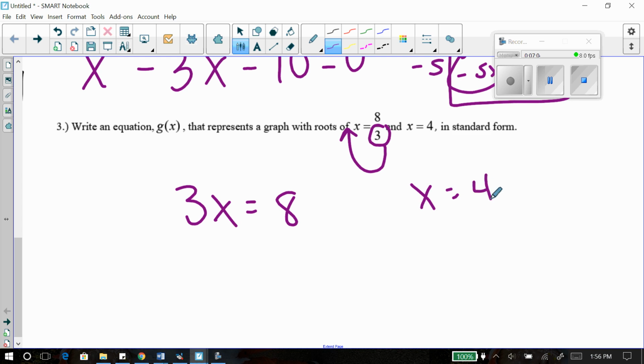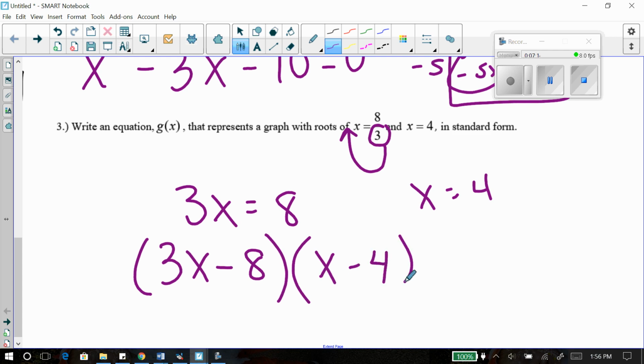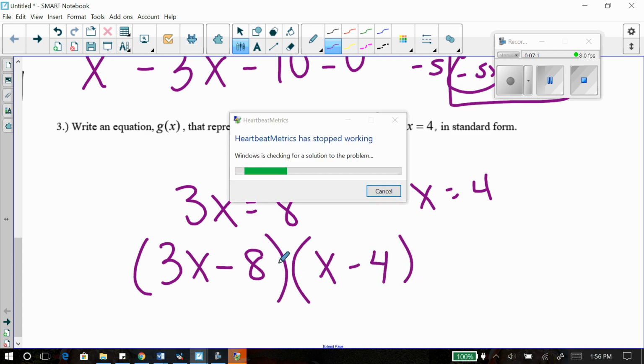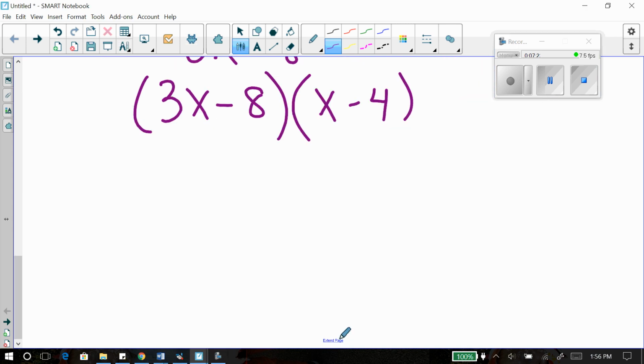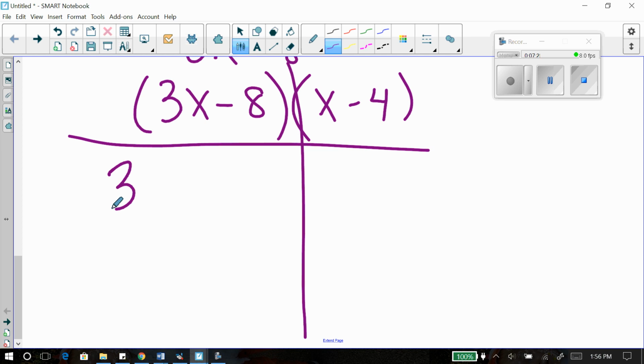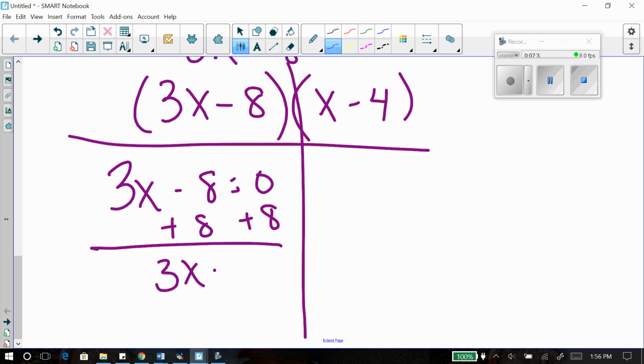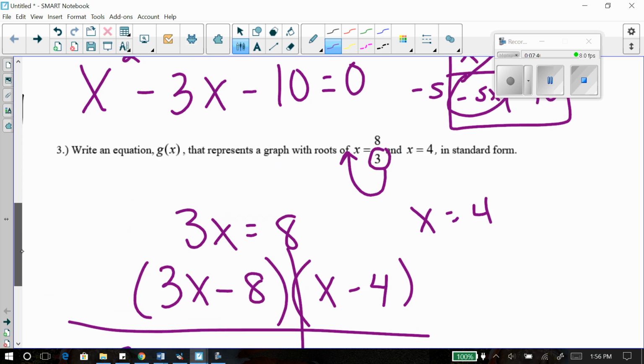And now you just do the same thing with the signs. If that's a positive 8, your one set of parentheses is 3x minus 8. Your other set of parentheses is x minus 4, just like you did up there. It's opposite signs. And let me show you, had I done my t-chart here, 3x minus 8 equals 0. We add the 8, add the 8, divide by 3. x equals 8/3, which is what they told you up there, one of the roots.